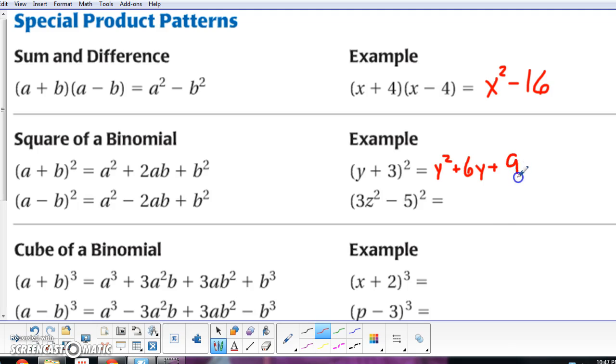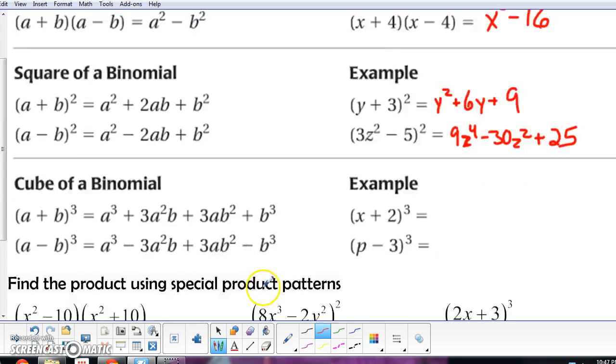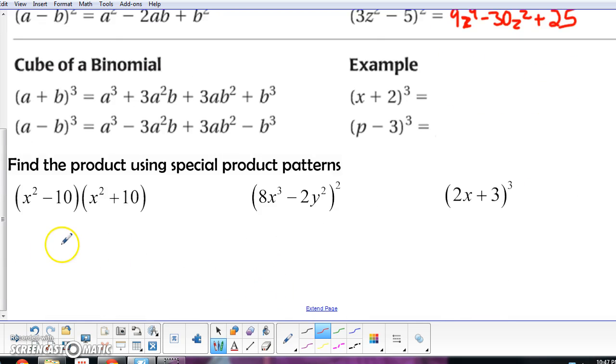And this still applies even when I've got things that aren't necessarily quadratic in nature, such as this, 3z squared minus 5 squared. Well, same rules apply. Square the first term, which would be 9z to the fourth in this case. Multiply the two together, it'll be negative 15z squared. Double it, negative 30z squared. This is a z in case you're wondering. And square the second term, that will be plus 25 at the end. So that's sum and difference pattern and square of binomial pattern. And I'll put them to work for a couple more examples.